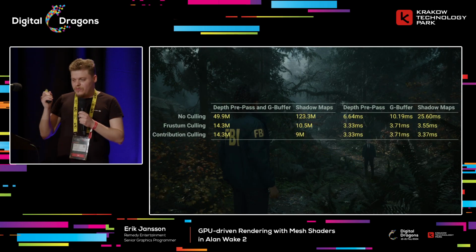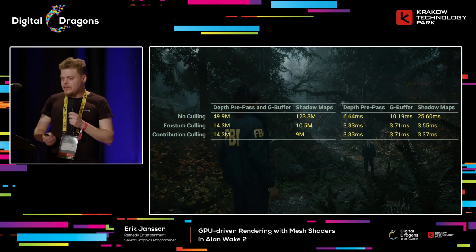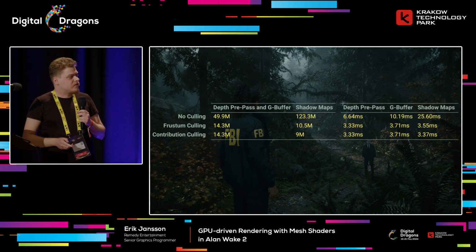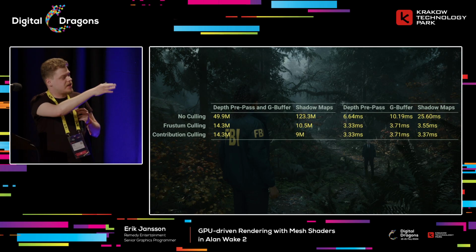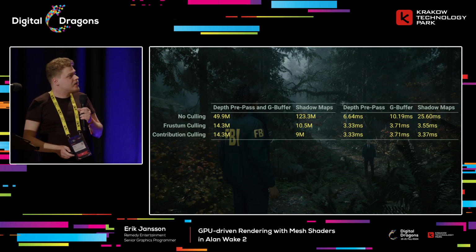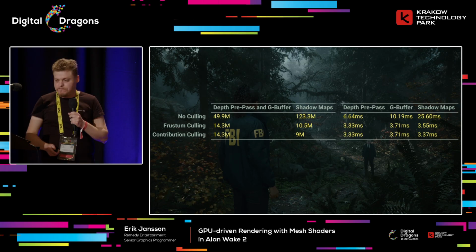This isn't actually super helpful in this case. It just saves 0.2 milliseconds, only for the shadow maps pass. But there is an area, if you continue down here, where it saves around 2 milliseconds. We call this area, the one further away here, the Swamp of Doom, which is a really bad location with a lot of shadow casters.